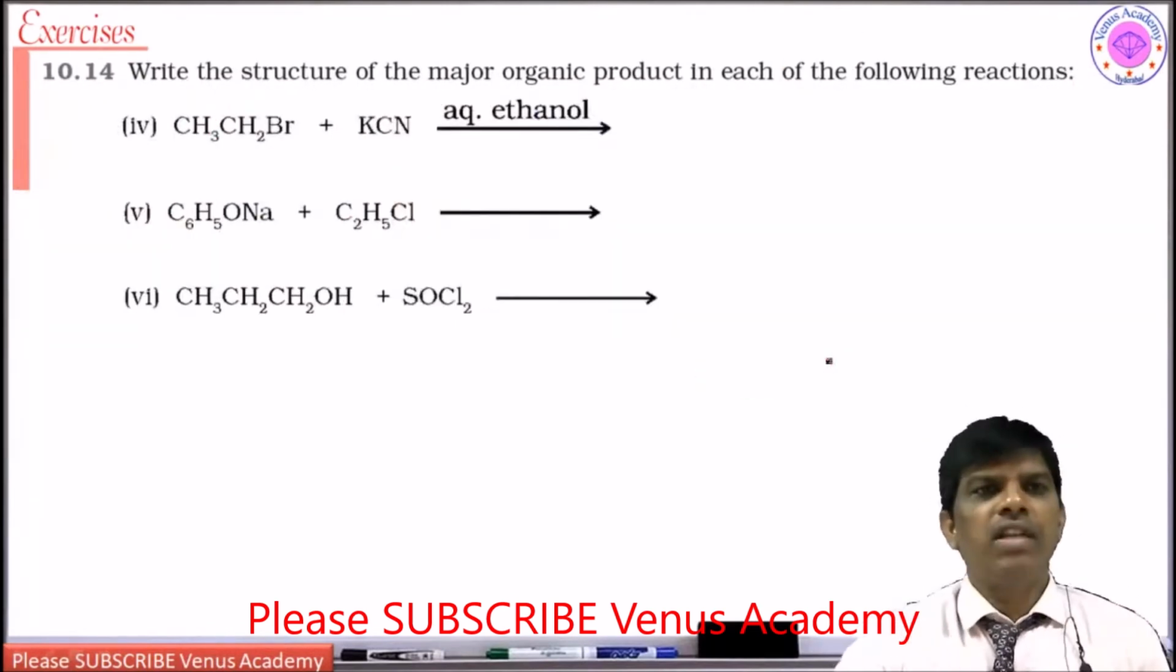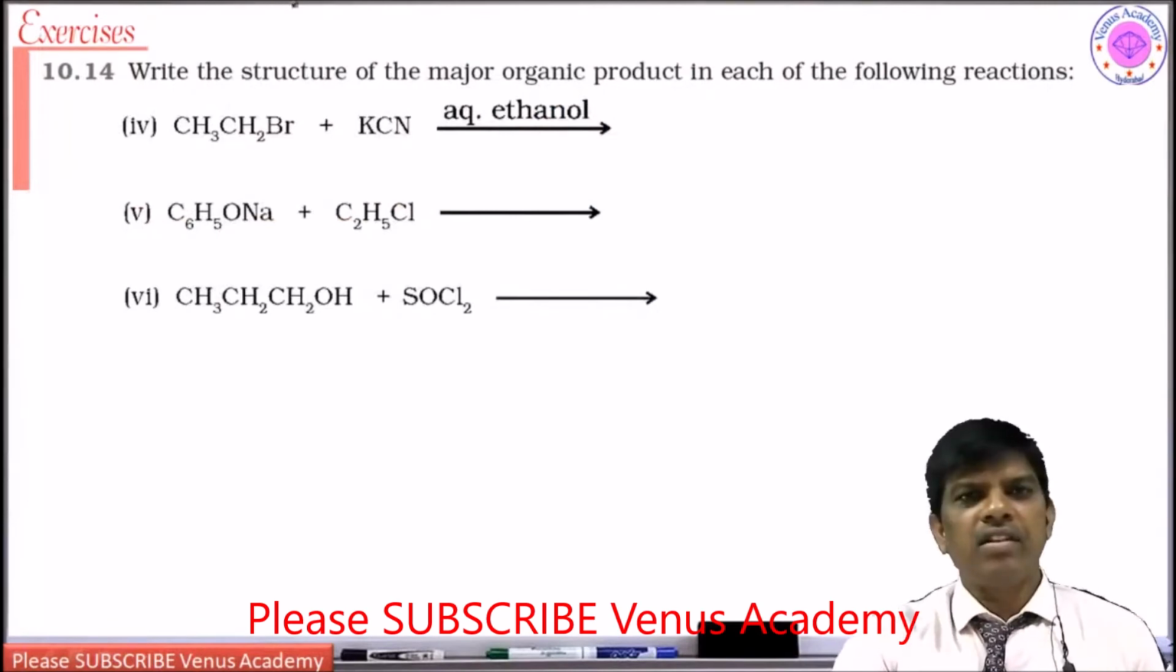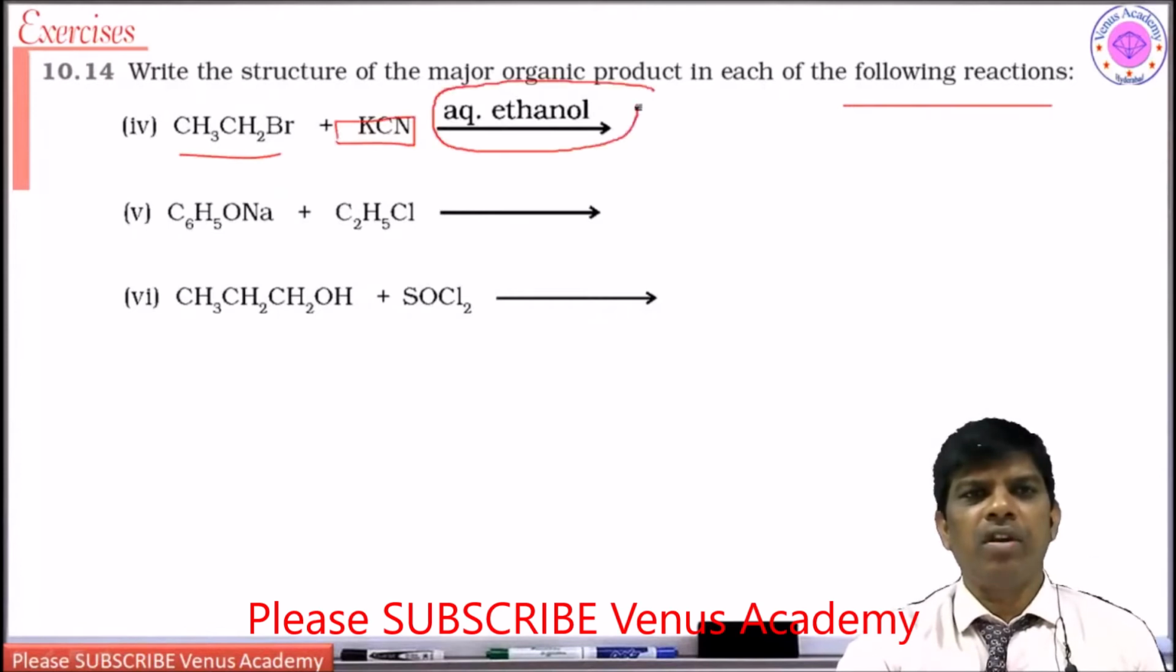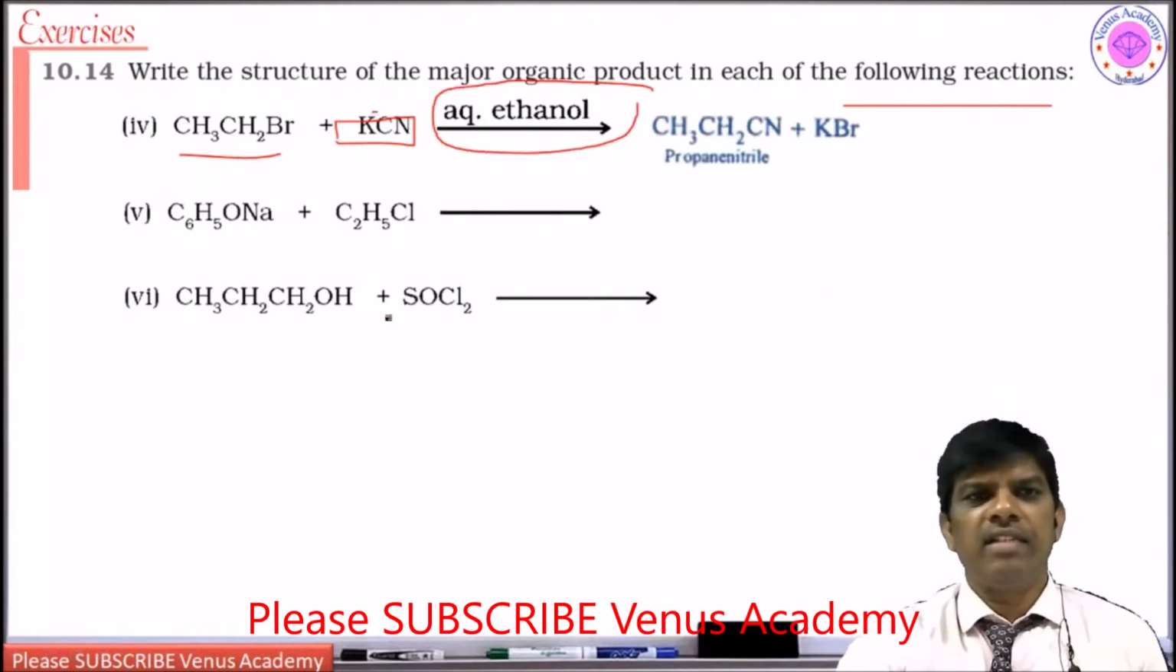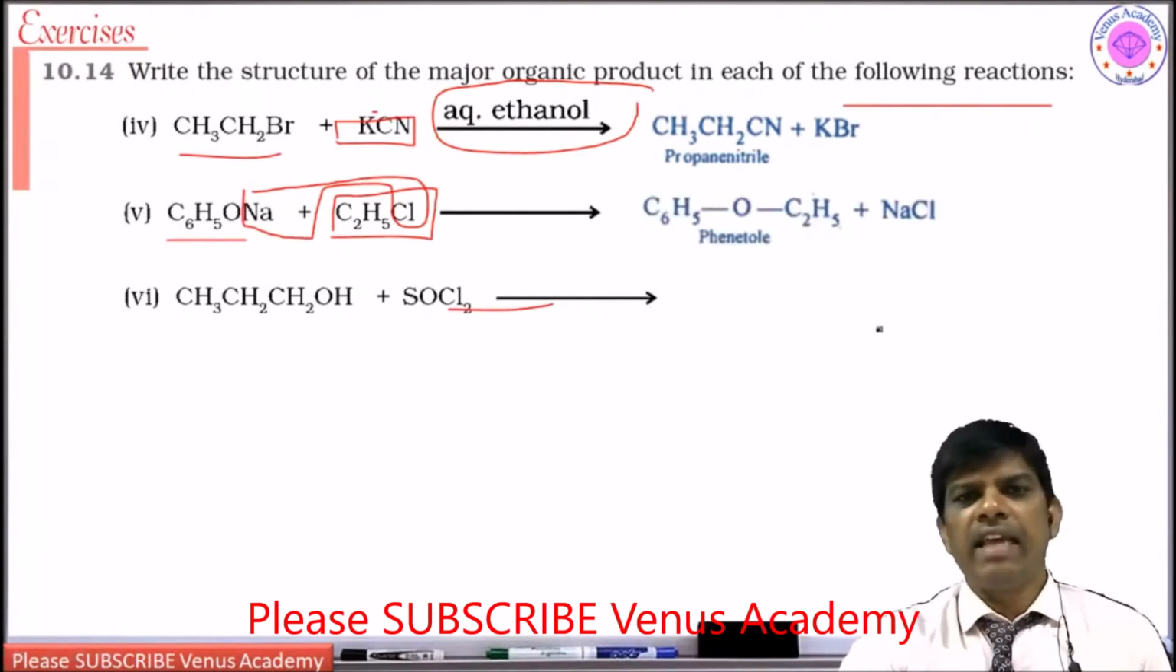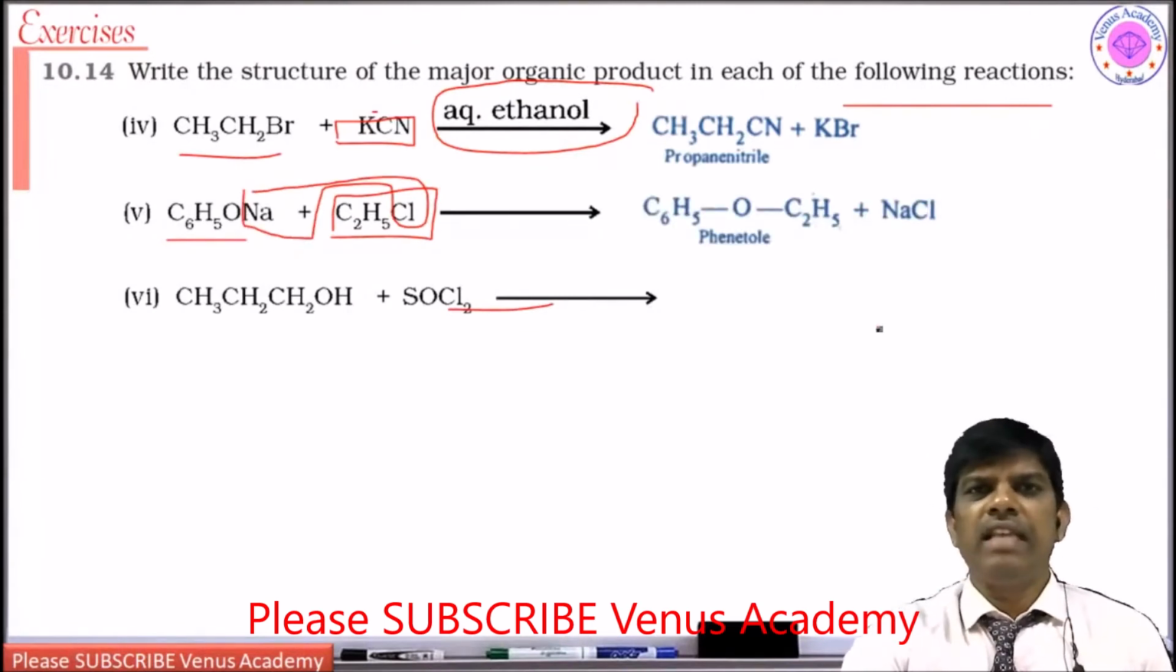Next. So what is the reaction? Write the structures of major organic product in each of the following reactions. So ethyl bromide treating with potassium cyanide in ethanol. What is the product you are going to get? Cyanide is going to be attached. So ethyl cyanide, yes students, ethyl nitrile or propane nitrile. Yes. So sodium ethoxide, when you treat it with ethyl chloride, what is going to form? Ether, phenyl ethyl ether. Williamson's ether synthesis.